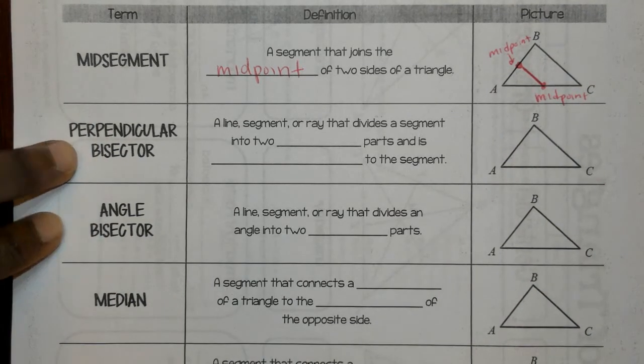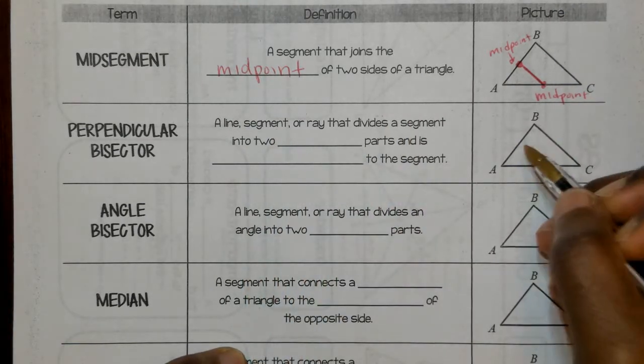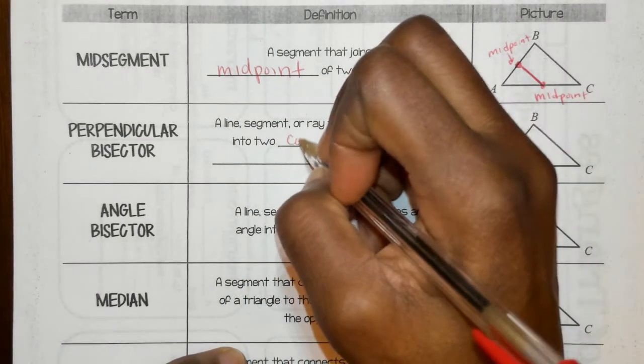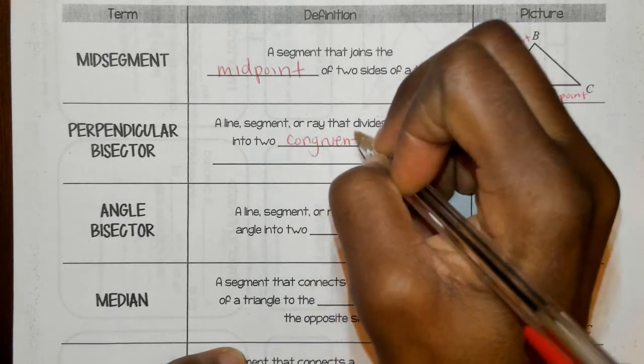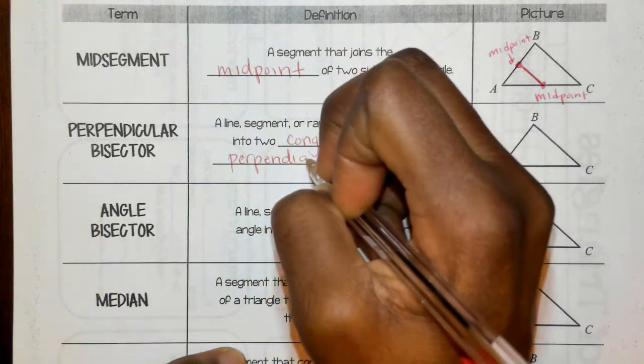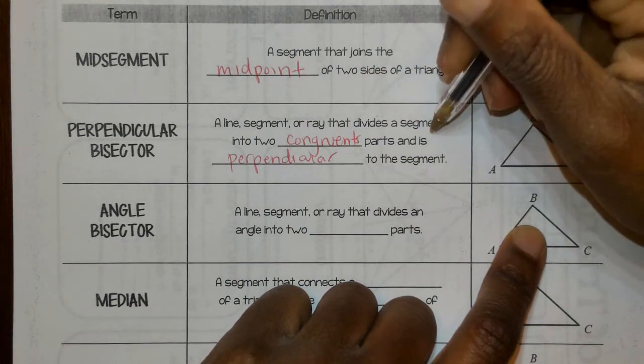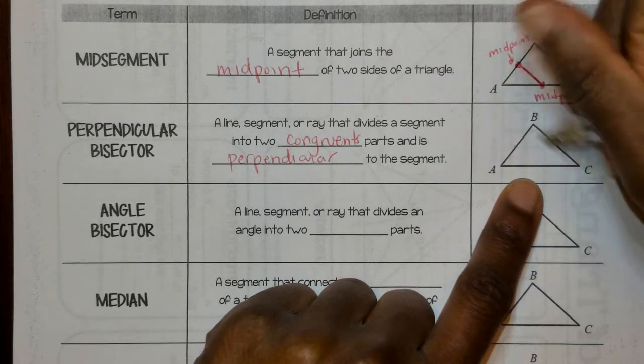Okay, perpendicular bisector and angle bisector we've talked about. It's a line, segment, or ray that divides a segment into two equal or congruent parts, and is perpendicular, which means it crosses at a 90-degree angle to the segment. Because we have three segments here, and we're dividing a segment into two congruent parts, we can divide any of the three of these.